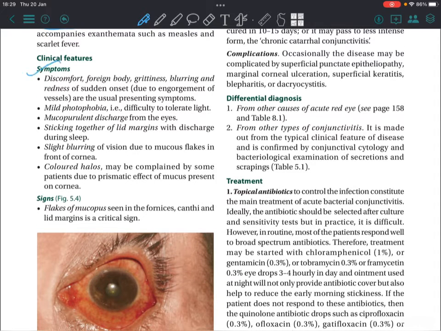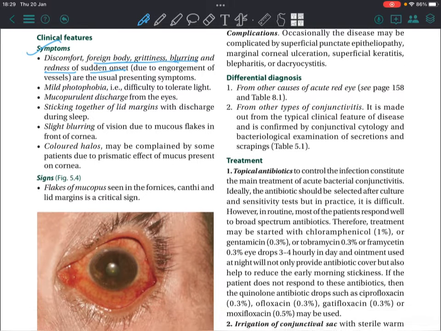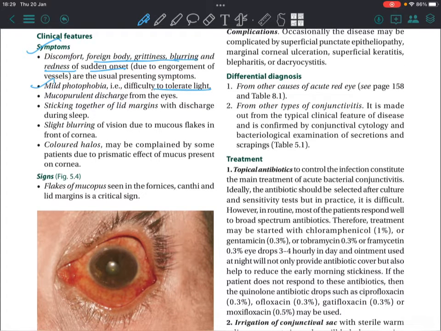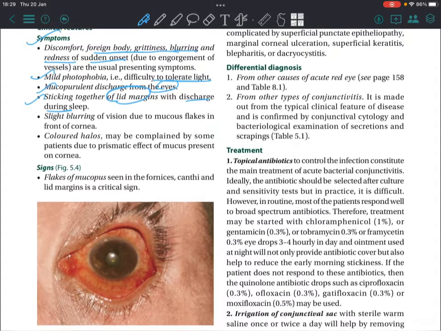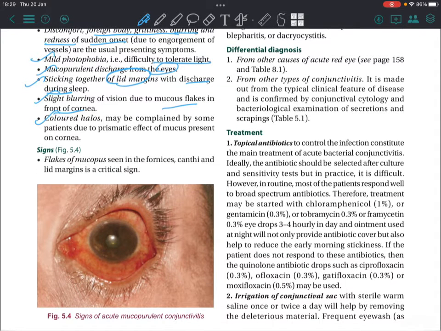Clinical features, symptoms: discomfort, foreign body sensation, redness of sudden onset are the usual presenting symptoms. Mild photophobia, mucopurulent discharge from the eyes, sticking together of lid margins with discharge during sleep, slight blurring of vision due to mucus flakes in front of the cornea. Colored halos may be complained of by some patients due to the prismatic effect of mucus present.